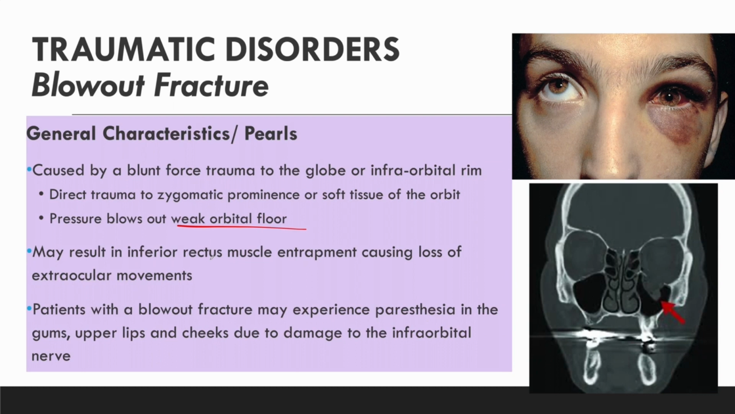Okay. What happens then when you get this blowout here, this little fracture, you can see this area is missing. You get gravity pulling down the contents of the orbit into the sinus. And so if you remember that you have a muscle, the inferior rectus muscle, that sits right there on top of it. So that can get stuck within these broken fragments. And you can get entrapment. You can also have paresthesias because of damage to the infraorbital nerve.